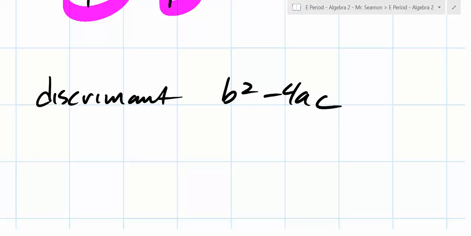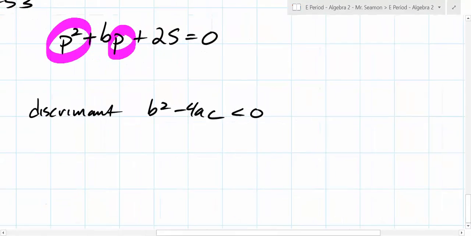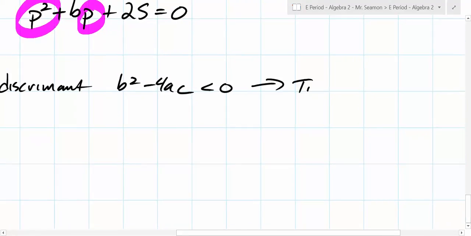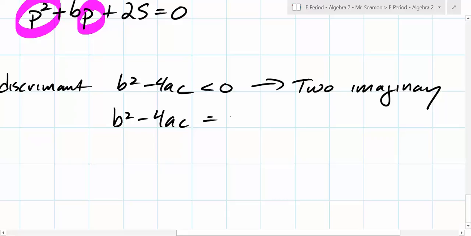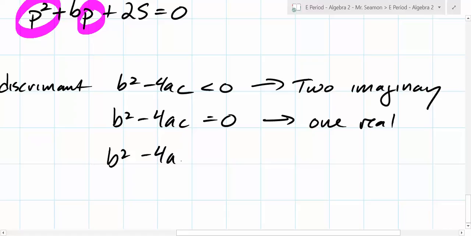There are 3 types of values. It's either equal to 0, greater than 0, or less than 0. If this is less than 0, what kinds of solutions do you have? You have 2 what? Imaginary, because you get the square root of a negative number. What happens if it's equal to 0? If it's equal to 0, you have plus or minus 0. So how many solutions do you have? 1. And is it real or imaginary? It's real. You have 1 real. And then what happens if b squared minus 4ac is greater than 0?